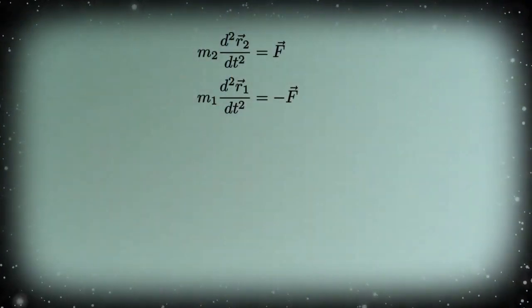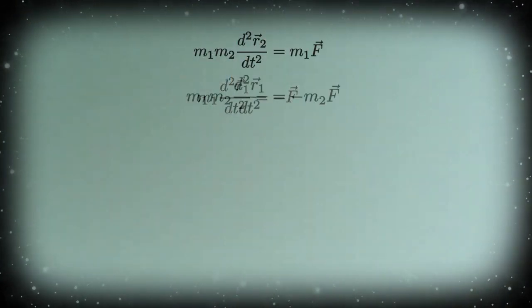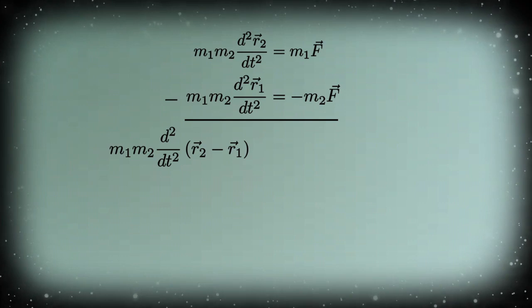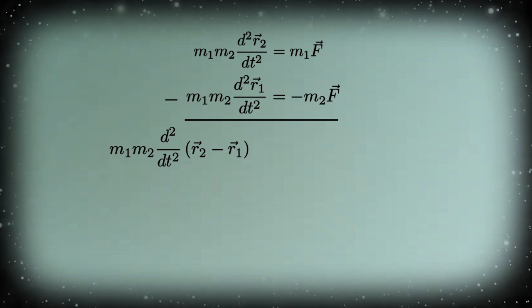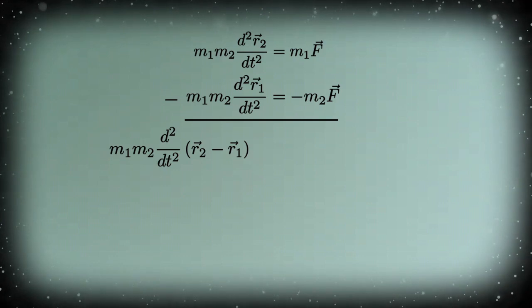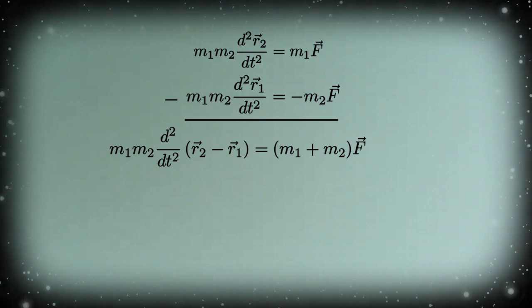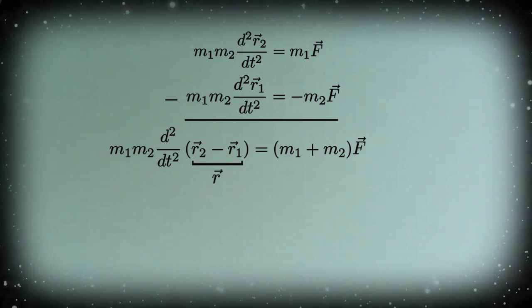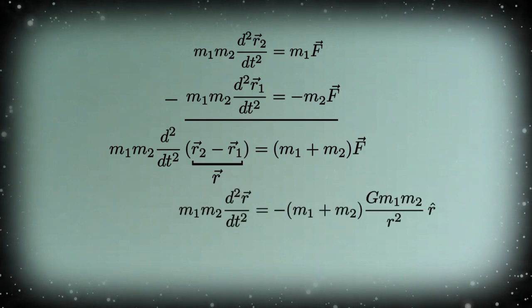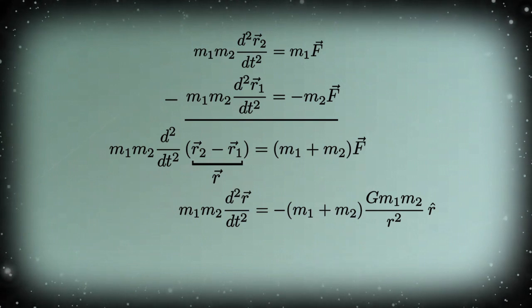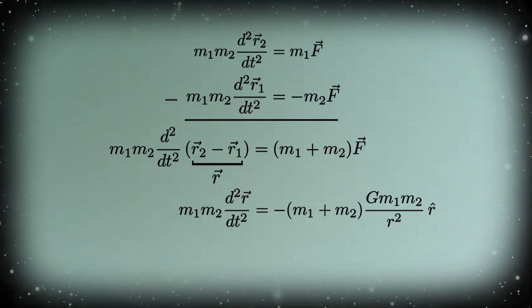Next, let's go back to the equations of motion, and this time strategically subtract them. We'll multiply the first equation by m1 and the second by m2, and then subtract. What we get is that the product of masses times the second derivative of the relative separation, r2 minus r1, is equal to the total mass times F. Let's use that shorthand, r, for the relative separation. And for F, let's plug in Newton's law of gravity, minus G m1 m2 over r squared times r hat, where r hat is the unit vector in the r direction.